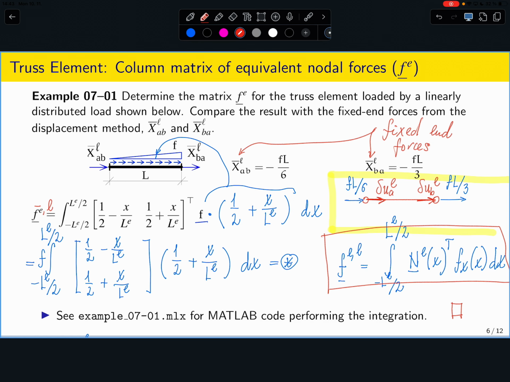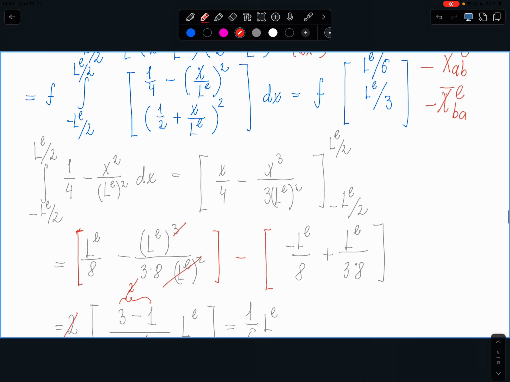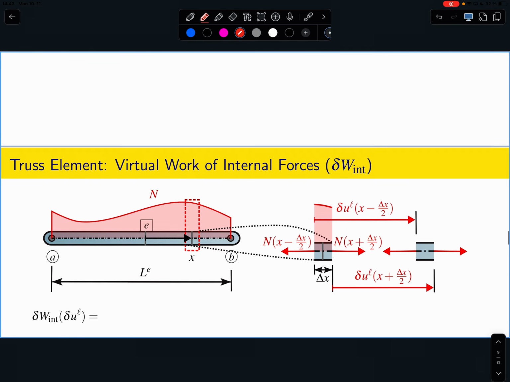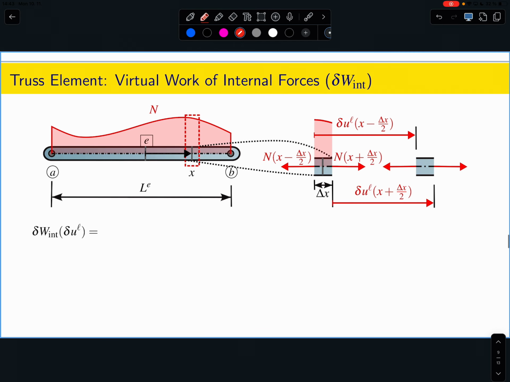So what is waiting for us next week is that I'll try to develop the same argument for the work done by internal forces, and then show how this gives rise to the stiffness matrix of my element, and do a brief recap and move to two-dimensional elasticity after.